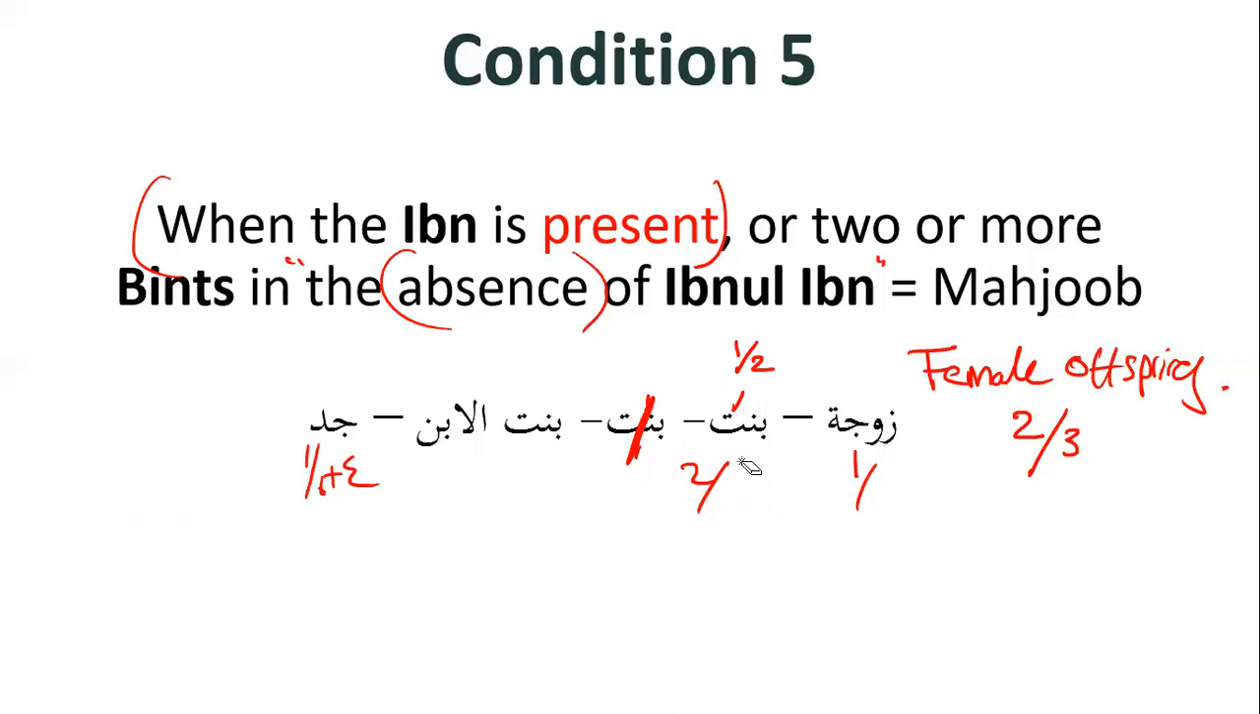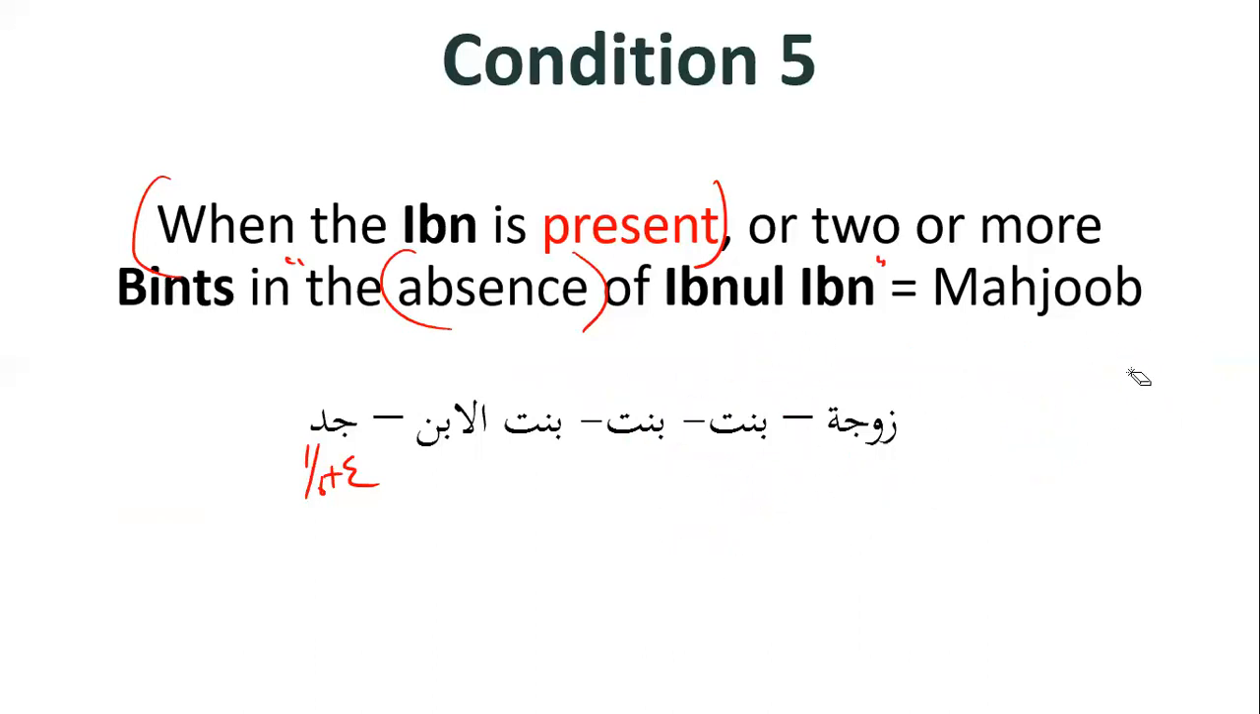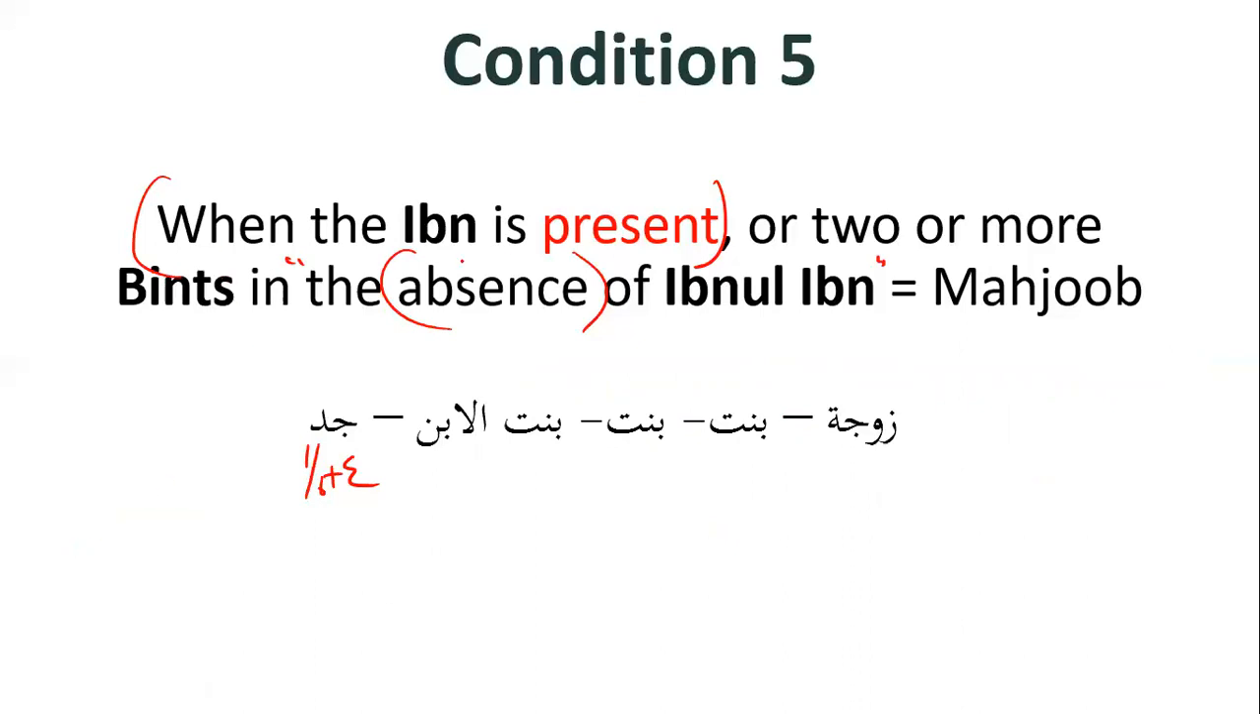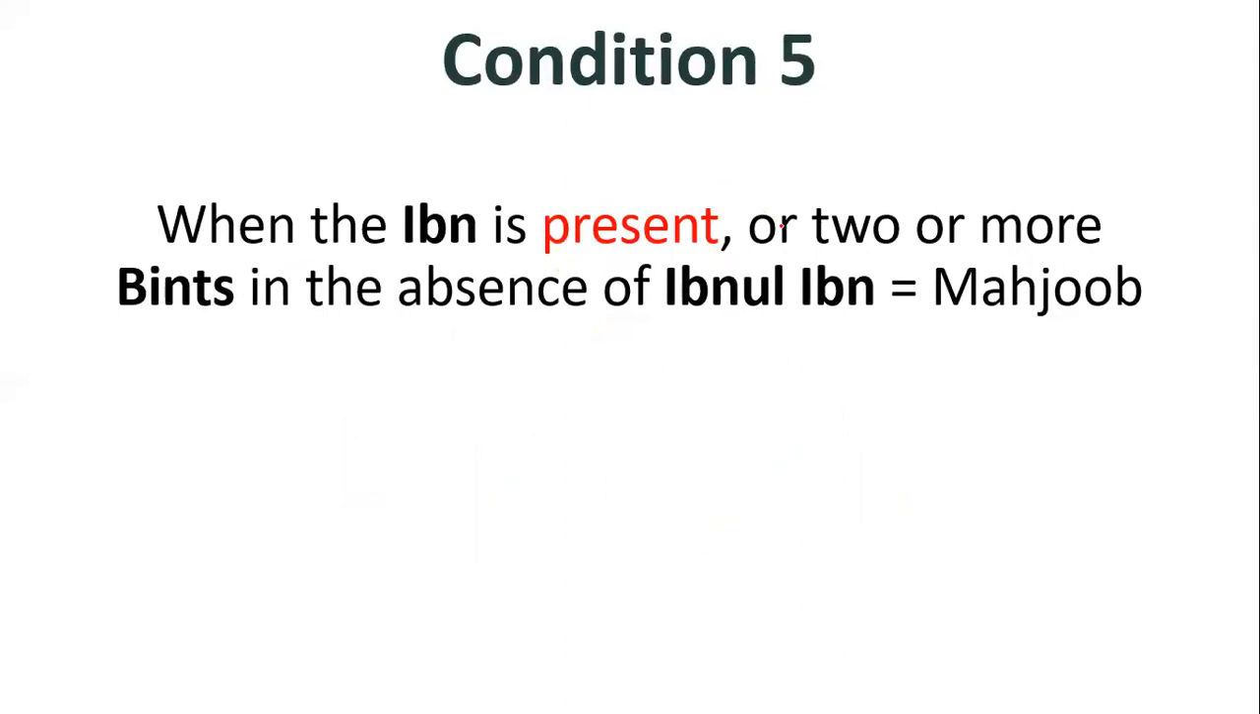For now, let's clear this off. For now, what do we need to know? Let's learn the condition off by heart and apply it. 2 or more bints in the absence of Ibnul Ibn, so the Bintul Ibn will be mahjub. And these 2 here will get 2/3, and the Zawja will get 1/8. Another example for the second part of condition number 5.